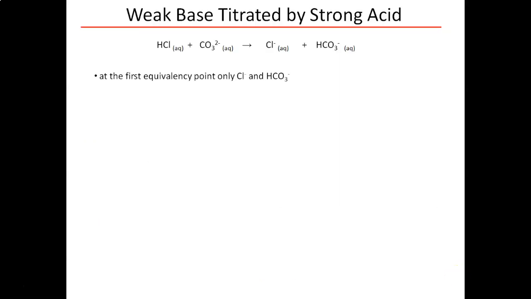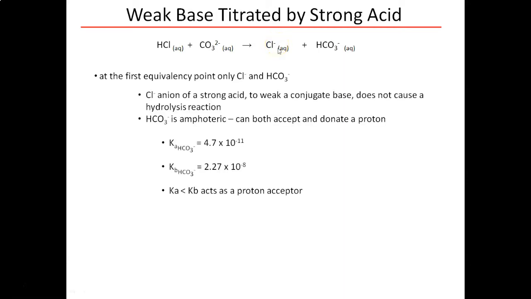Okay, so at our first equivalency point, we only have hydrogen carbonate ions and chloride ions present in solution. We know that our chloride ions won't do anything, but my hydrogen carbonate is amphoteric. It can both donate and accept a proton. And so the Ka value for it to donate and act as an acid is 4.7 times 10 to the negative 11. The Kb for it to accept a proton is 2.27 times 10 to the negative 8. So because my Kb is greater than my Ka, it's going to accept a proton.